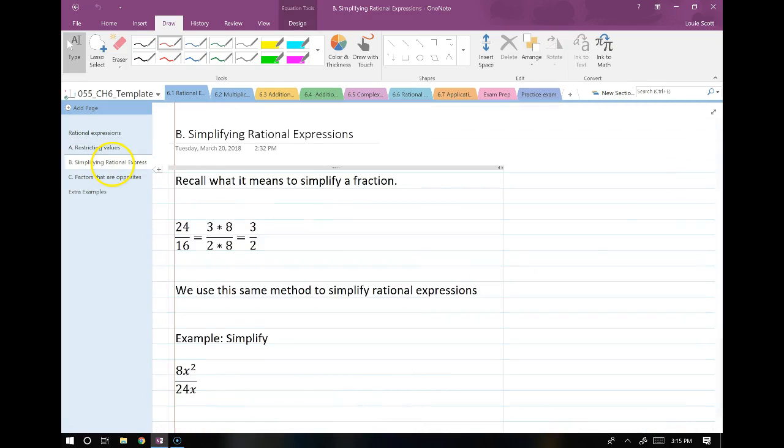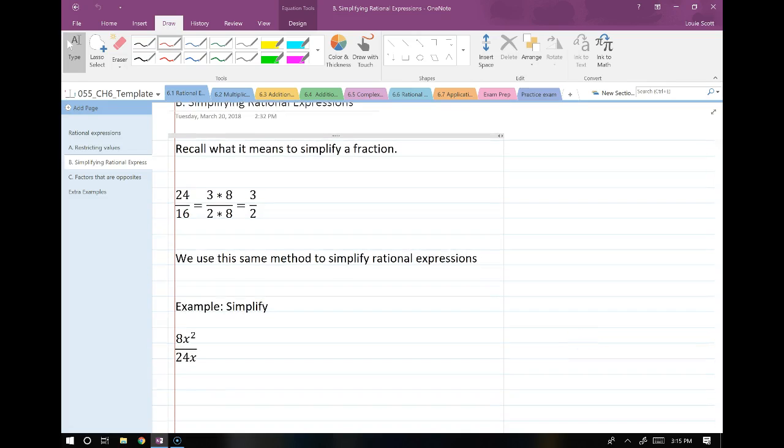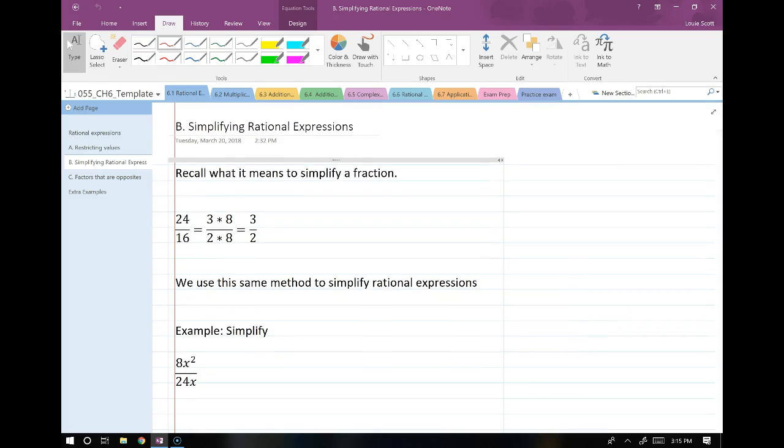So now that we've gone over restricting, that's what we do before each problem. Now let's go over how to simplify these things. Let's just recall how to simplify fractions. Remember that if we have a fraction like 24 over 16, we can split off a common factor and we can cancel that. That's exactly what we're going to do with all of our rational expressions. We're going to factor things and then we're going to cancel things.